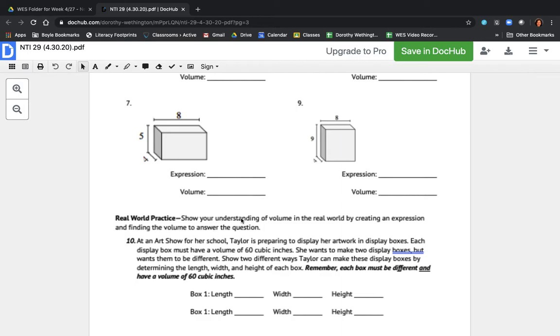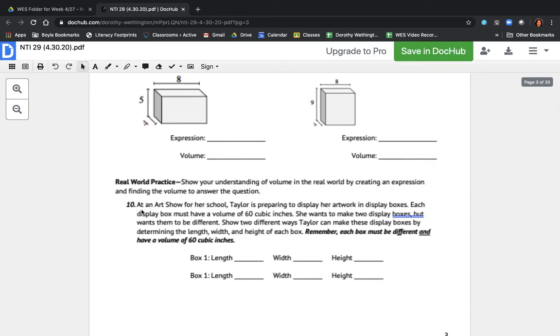Real world practice. Show your understanding of volume in the real world by creating an expression and finding the volume to answer the question. Number 10. At an art show for her school, Taylor is preparing to display her artwork in display boxes. Each display box must have a volume of 60 cubic inches. She wants to make 2 display boxes, but wants them to be different. Show 2 different ways Taylor can make these display boxes by determining the length, width, and height of each box. Remember, each box must be different and have a volume of 60 cubic inches.